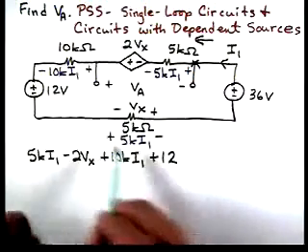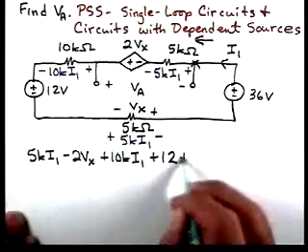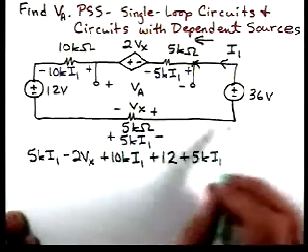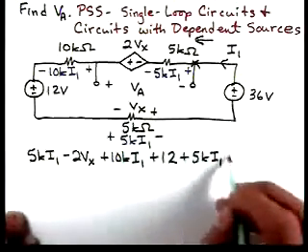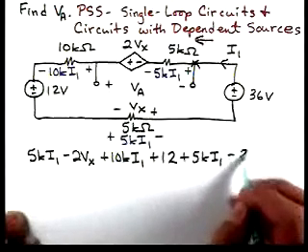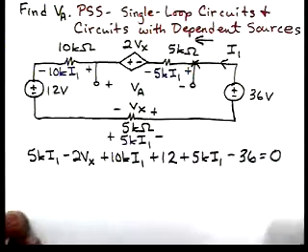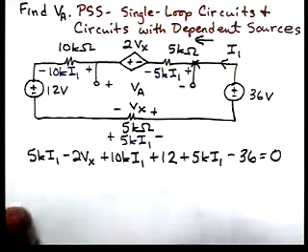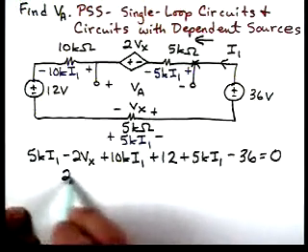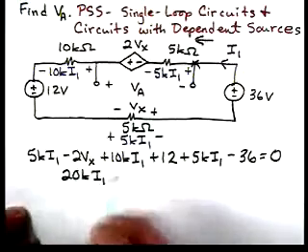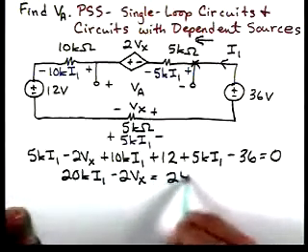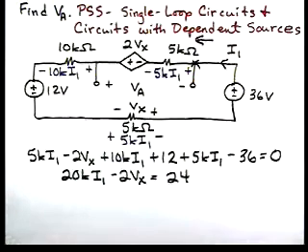Then as we come around for this resistor, we'll have 5K I1. And then as we come around to this source, we're going to hit the negative sign, so we're having a voltage rise, so we write that as minus 36 equal to 0. Now, as we collect terms, we can reduce this equation to 20K I1 minus 2Vx equal to 24.